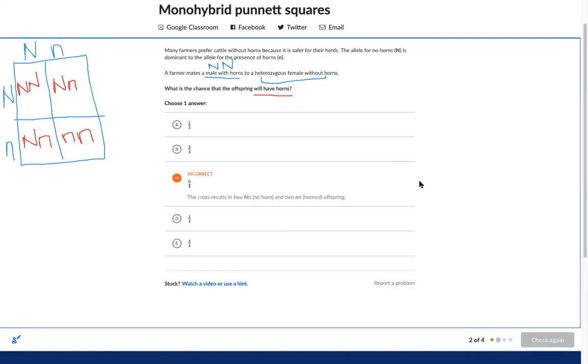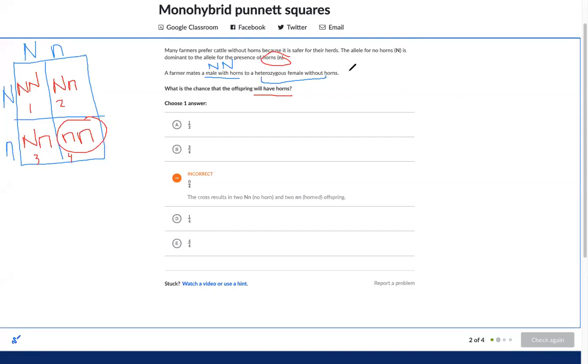Those of you who are saying B, that is not correct. We're looking for how many will have horns. Remember, the recessive gene is horns. That's going to be the lowercase. So the nn, it would be two. How many nns do we have? We have two. We only have four kids. This is kid number one, kid number two, kid number three, and kid number four. So out of all the kids, how many kids will have horns?